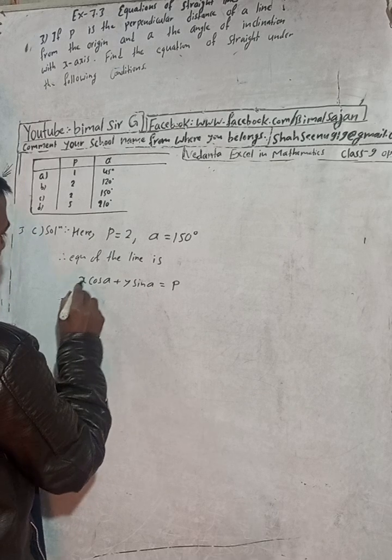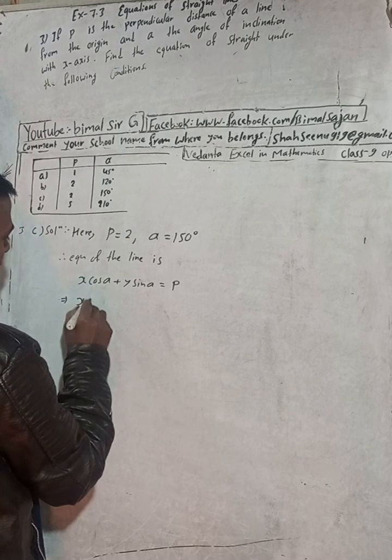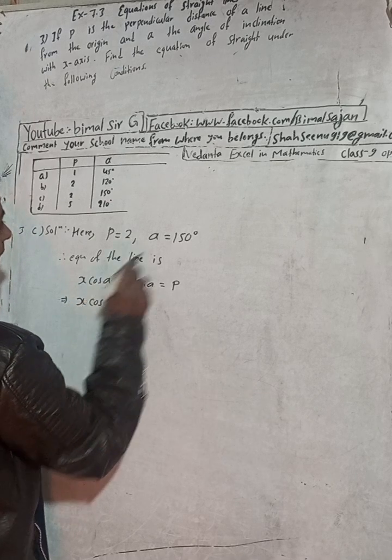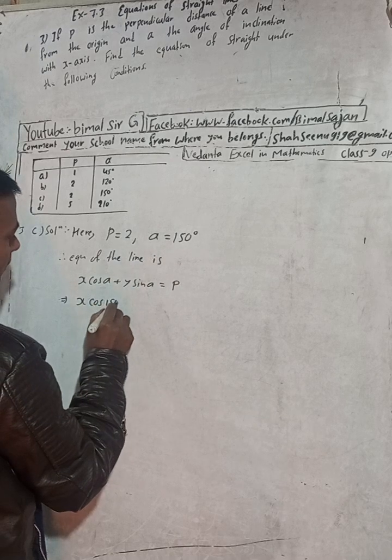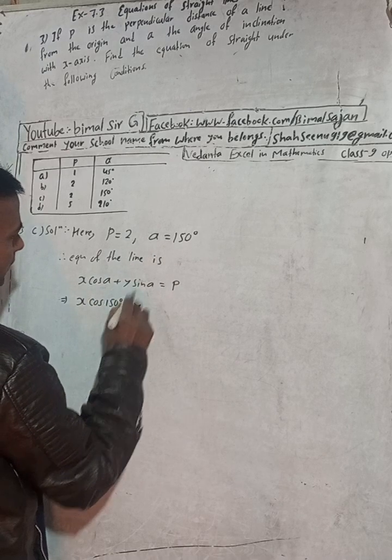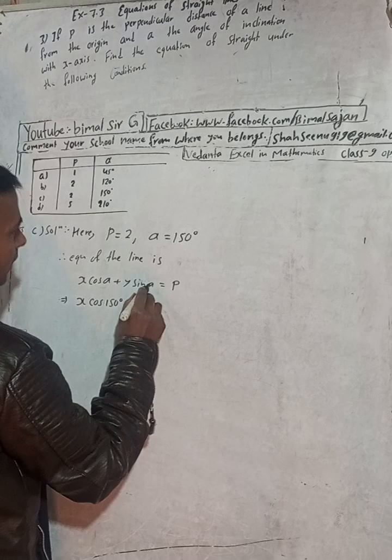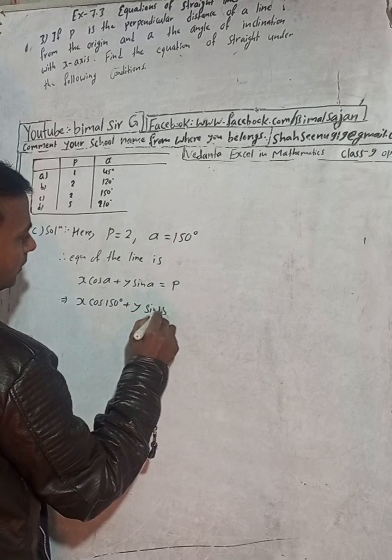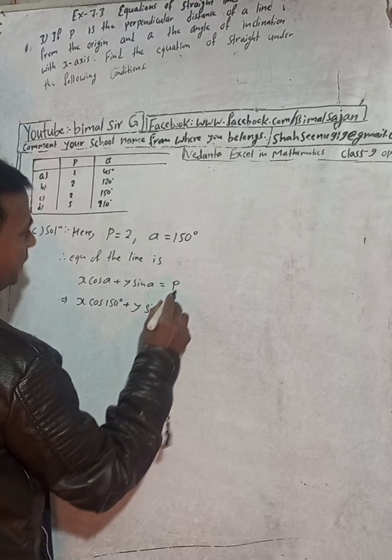So this can be written as x cos alpha, and alpha is 150 degrees, plus y sine alpha, with alpha value 150 degrees, is equal to p. What is p? 2.